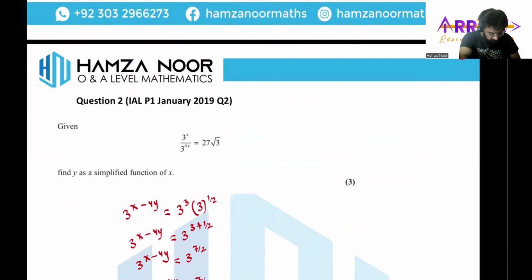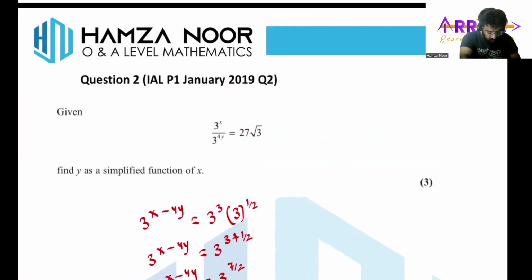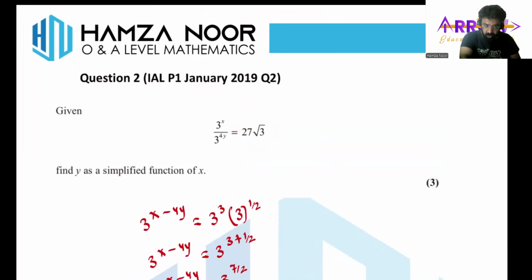The question is saying that given that 3 raised to the power of x divided by 3 raised to the power of 4y is equal to 27 root 3, we need to find y as a simplified function of x. Here we are given an equation in indices. We need to find y as a simplified function of x.